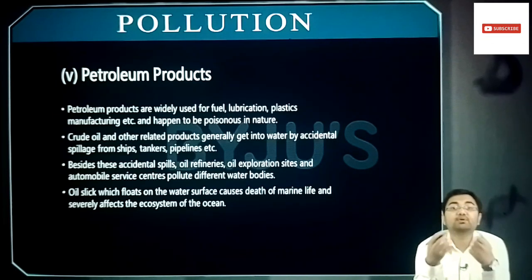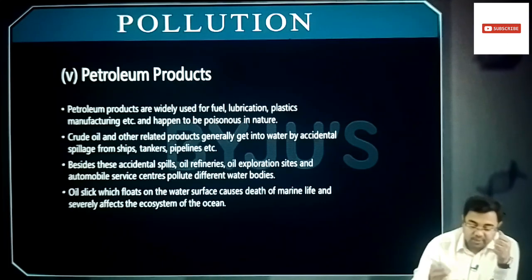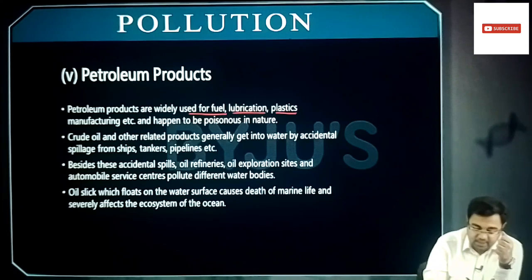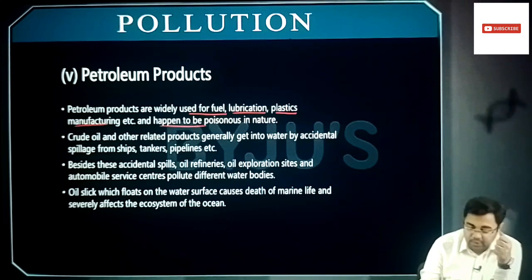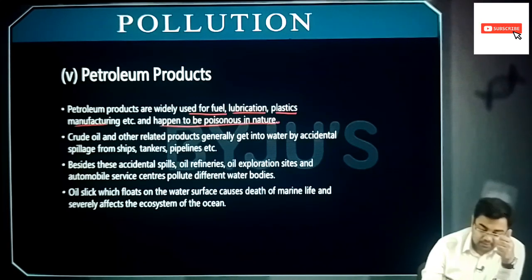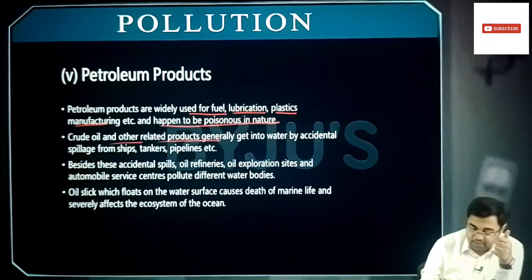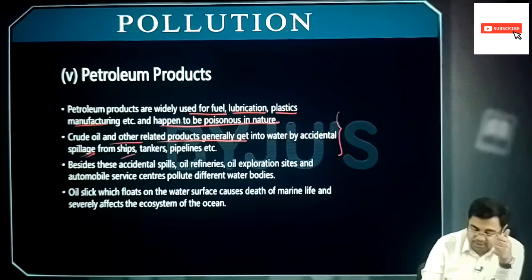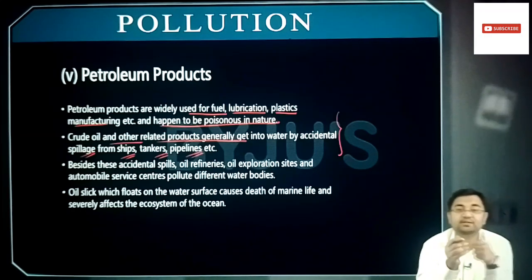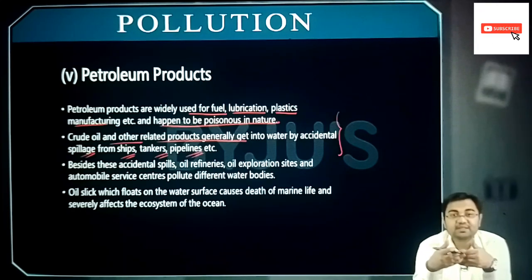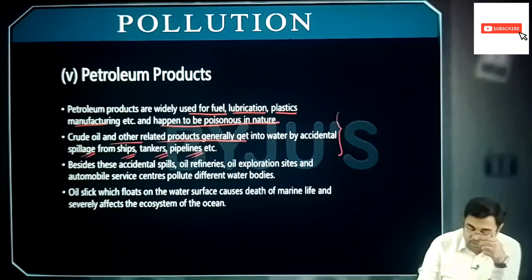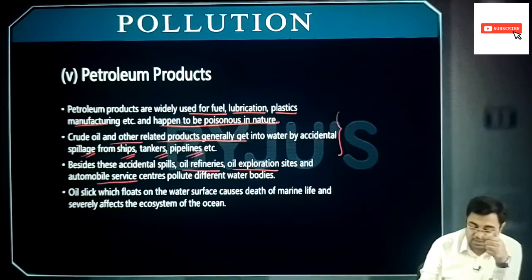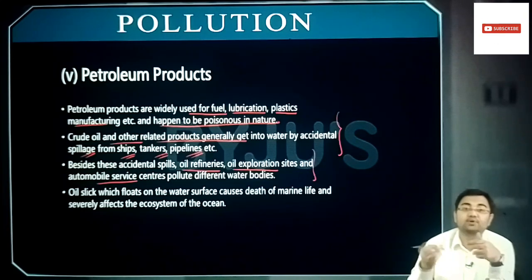Then we have the petroleum products. So petroleum products are widely used for fuel, for lubrication, plastics manufacturing, etc., and happen to be poisonous in nature. Then crude oil and other related products generally get into water by accidental spillage from ships, from tankers, from pipelines, etc. Besides these accidental spills, oil refineries, oil exploration sites, and automobile service centers also pollute different water bodies.